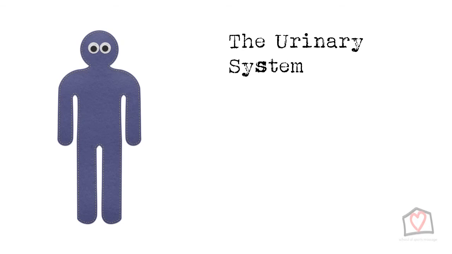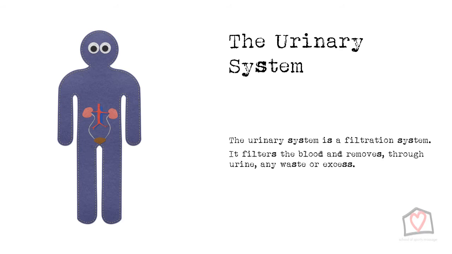In its most basic form, the urinary system is a filtration system. It filters the blood and removes, through urine, any waste or excess substances. In terms of the information that your manual gives in Unit 1, Section 12, it is fairly basic, but does cover everything you need to know for the exam. However, we will look at this in slightly more detail.